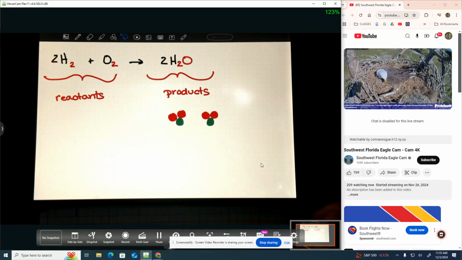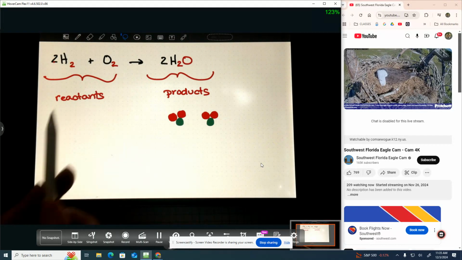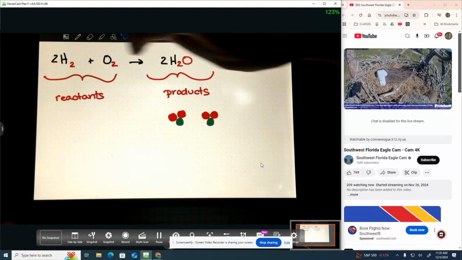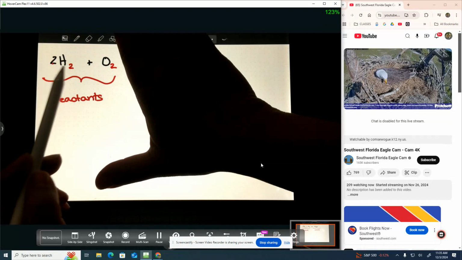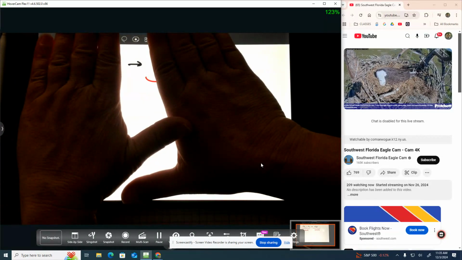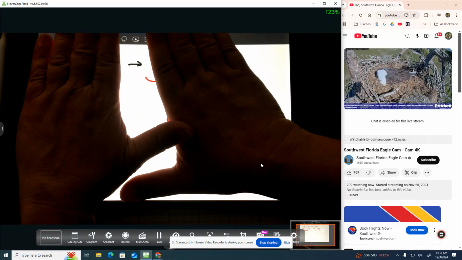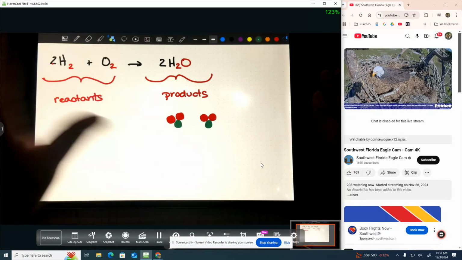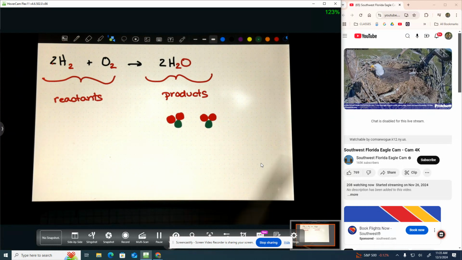Now notice that whatever I started with doesn't exist anymore. This is a story. This is what I am starting with. Something is happening. It's getting all mixy mix. This is what I'm ending up with. Did I have anything left over? No. You cannot have anything left over. Whatever you have when you start has to be what you have when you finish.